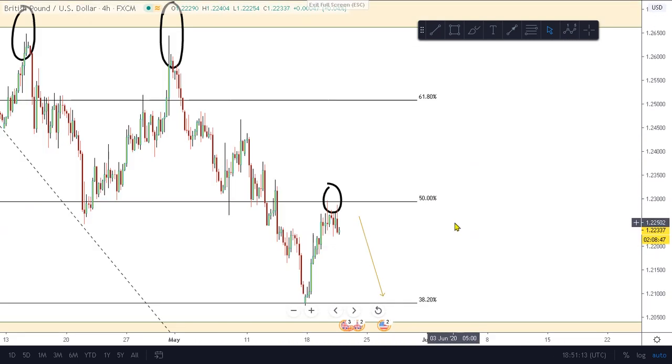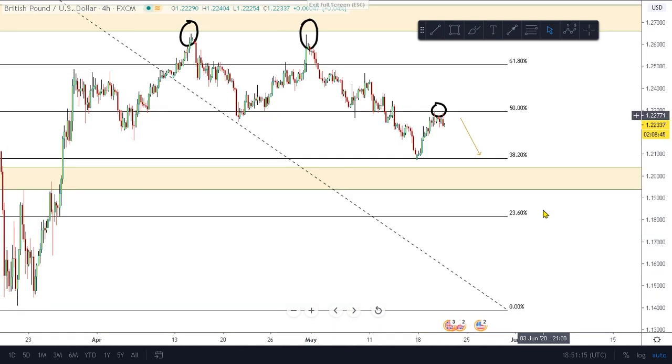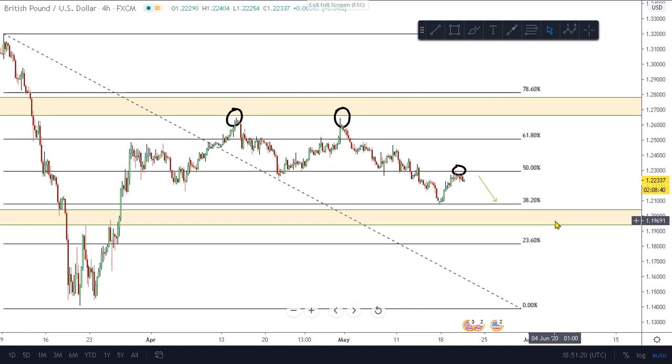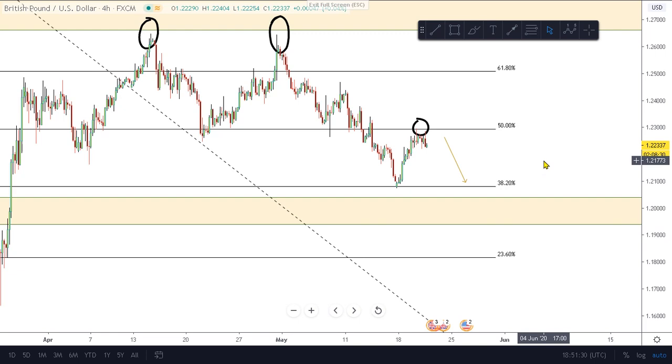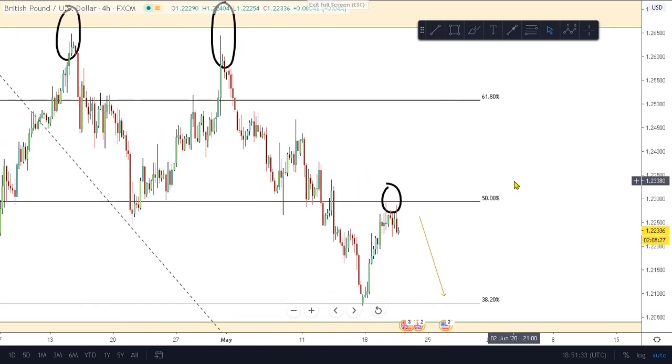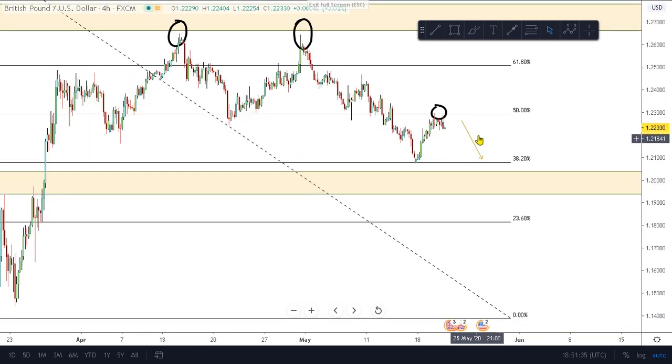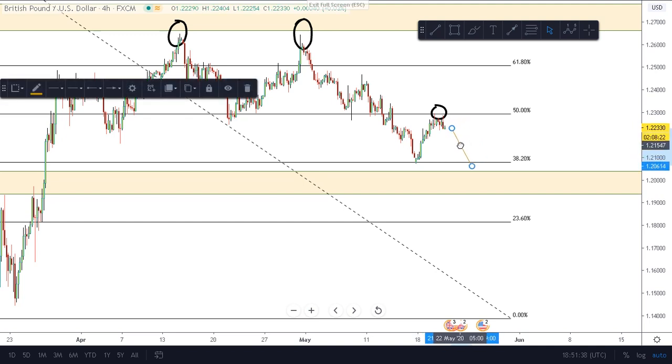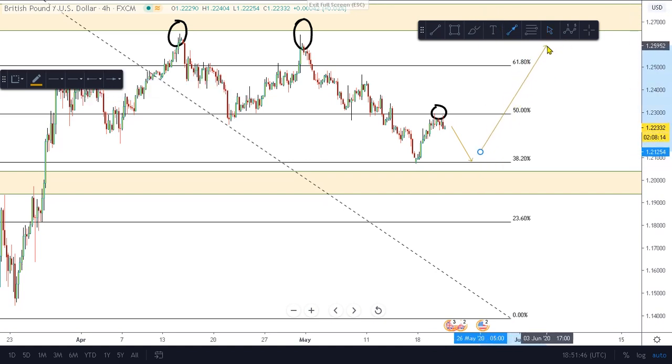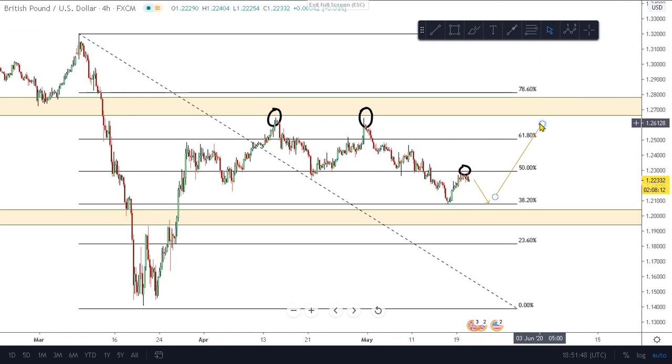So yeah, this is how you should be doing or have an approach for your analysis. Go from weekly, daily to 4 hours for any forex pair, be it EURUSD, be it gold, be it anything. What can you expect from GBPUSD? For intraday, you can expect to have price coming this way, testing this 38% level again, and going to test this resistance here.